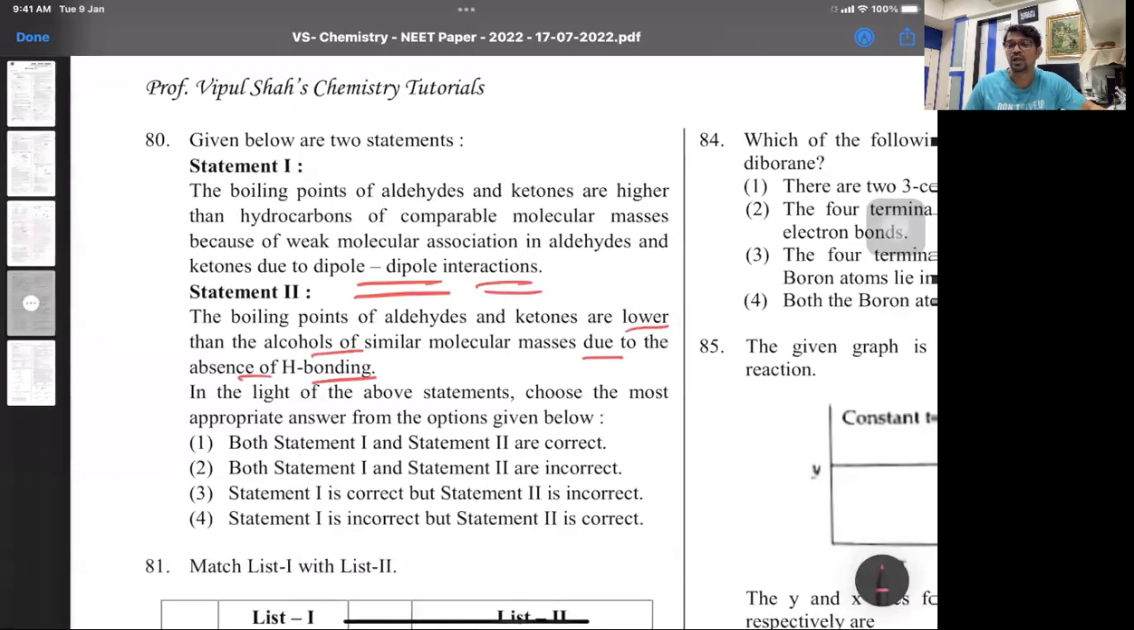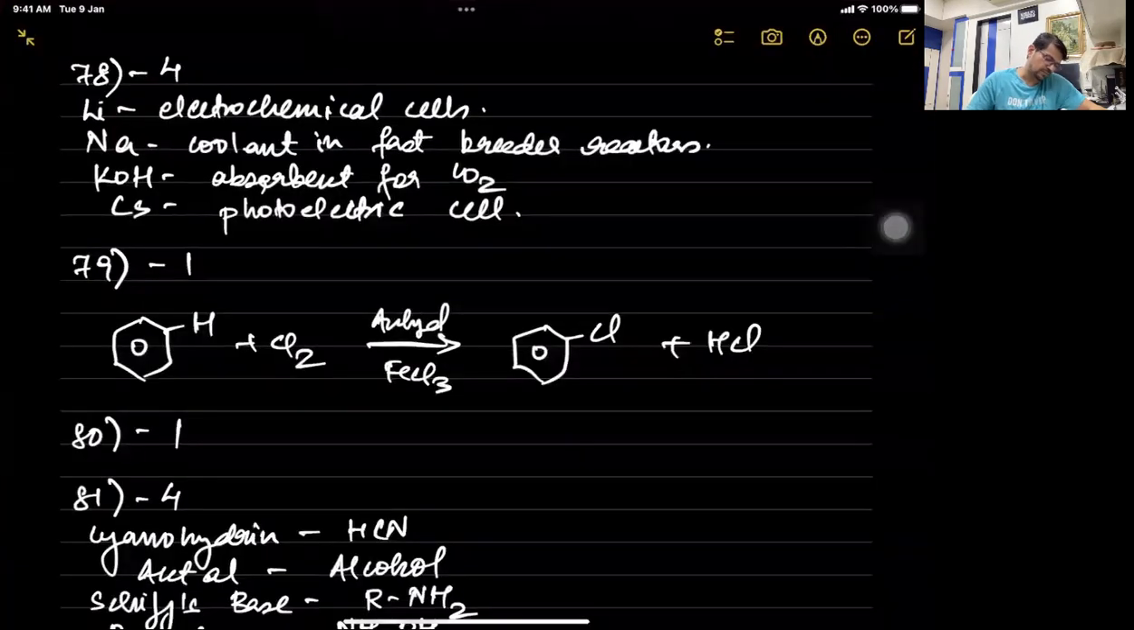In fact, maximum boiling point is with carboxylic acids due to formation of a ring, that's dimerization. Then come alcohols, then aldehydes and ketones. So here, both the statements are correct. So statement 1 and statement 2 both are correct. So 80th is the first option.